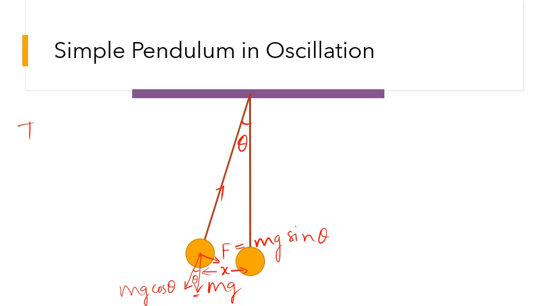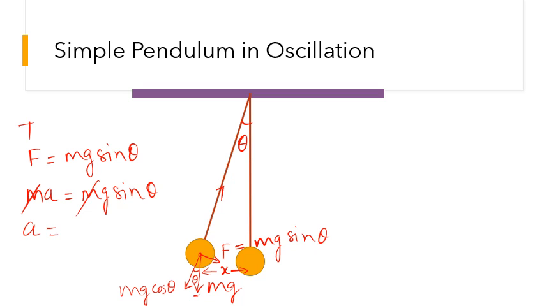Now since we are interested in the restoring force, we can write F is equal to mg sine theta. From Newton's second law, F is equal to ma, so ma is equal to mg sine theta. Now we can cancel m, and we get the relation a is equal to g sine theta. For very small angles, sine theta is approximately equal to theta.